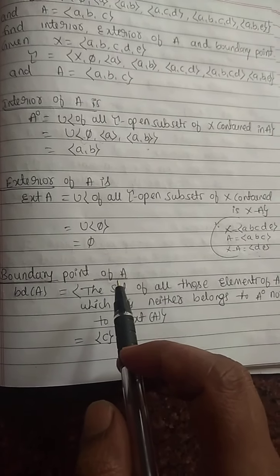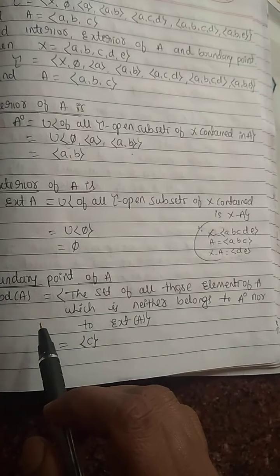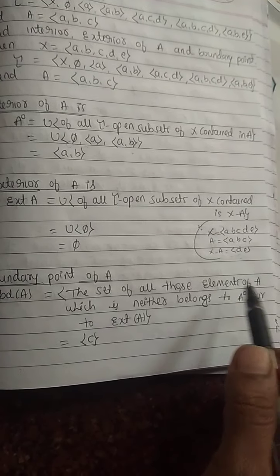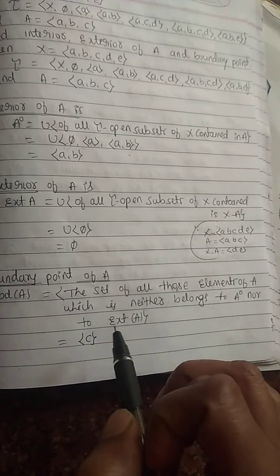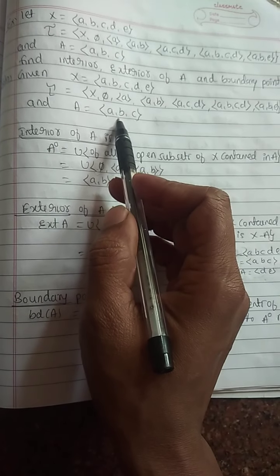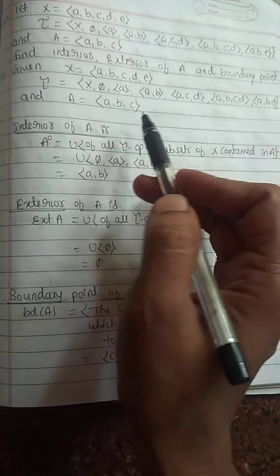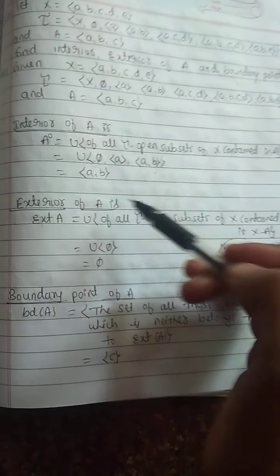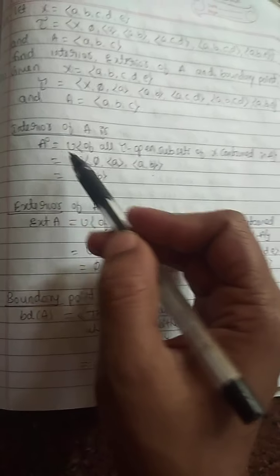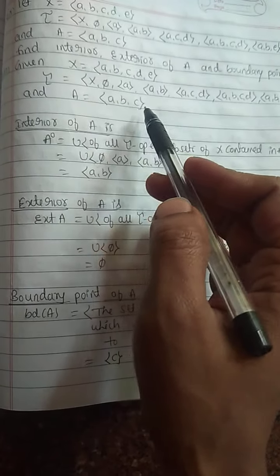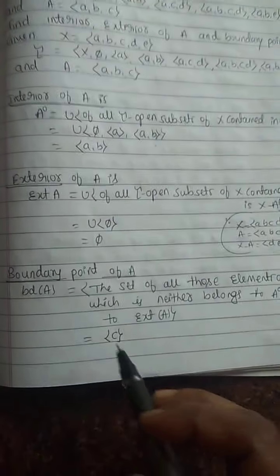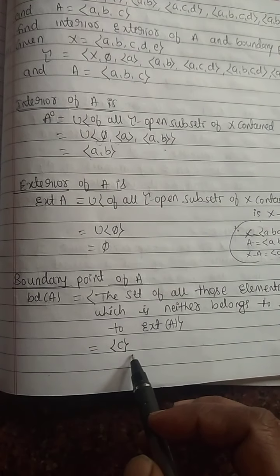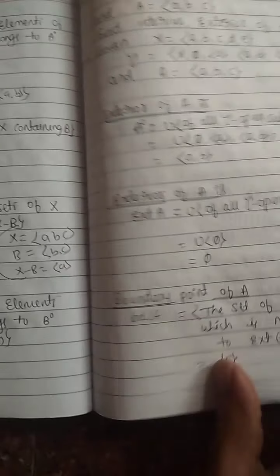Next, the boundary points of A. The boundary of A is the set of all those elements of A which belong neither to the interior of A nor to the exterior. Here A is {a, b, c}. a and b belong to the interior, so don't write these two. The exterior is phi, so the remaining element is c. Therefore the boundary of A is the singleton set {c}.